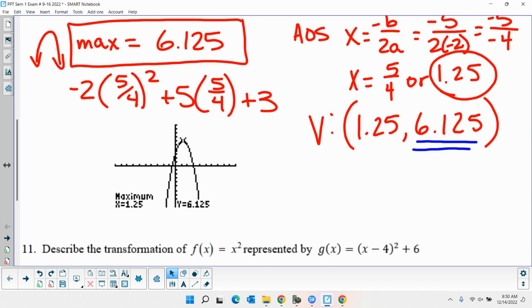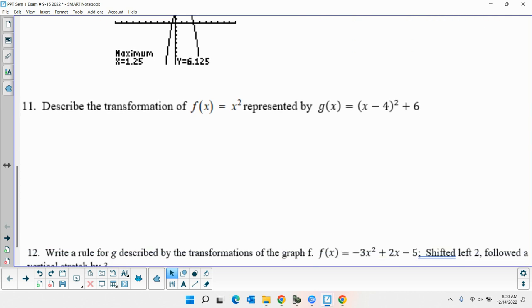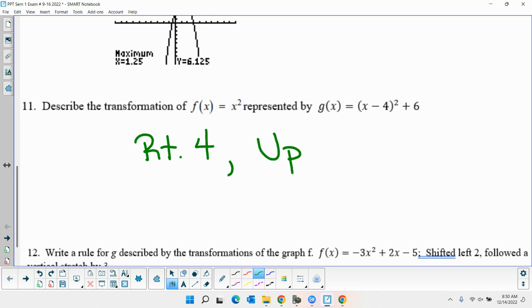All right, good. This one's easy. We can just look at it and tell what the transformation is, right? What did they do to the x? Went minus 4. What's that mean? Means it goes to the right. How many? 4. Plus 6 tells us up 6, right? That's all you have to do. Describe the transformation, right or left, up or down. Or it could be reflection and all that stuff, but we're not going to do that to you.